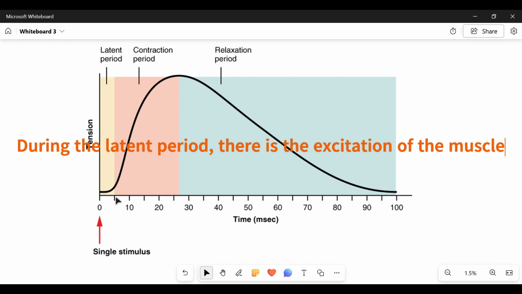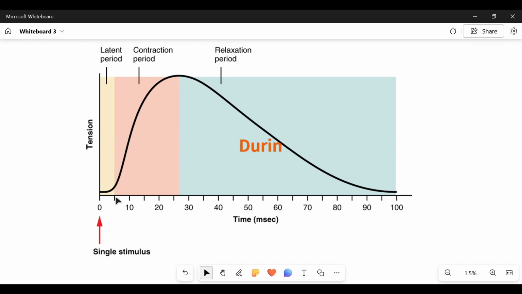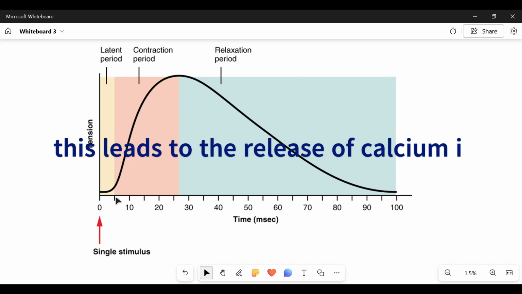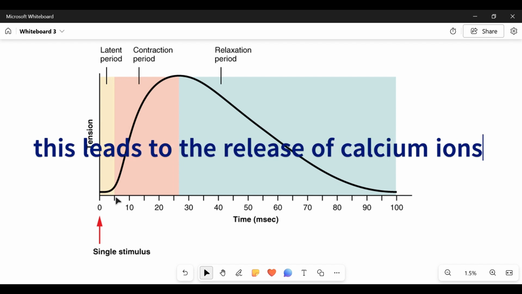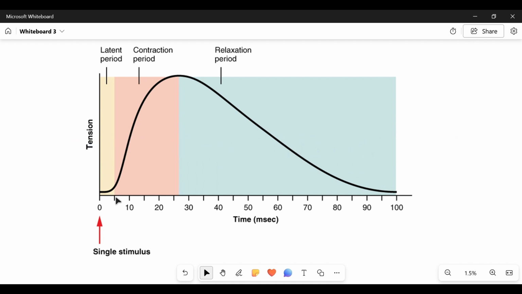So all of these events are happening, and as soon as the muscle cell is stimulated, calcium ions are released into the muscle cell. So from the event where the neuron, the single stimulus, stimulated the muscle cell, then the muscle cell got excited, and as a result of the excitation, it released the calcium ions. That is the latent period.